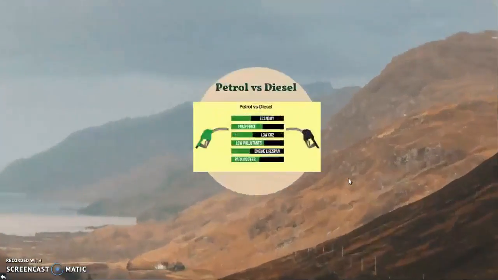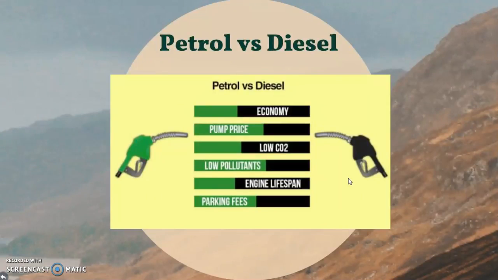Next, towards the end, we come to the difference between petrol and diesel. The basic difference between a petrol and diesel engine. Here we have shown a diagram that represents the difference, for instance, the price, the pollutants, the CO2 contamination, the engine lifespan, and the parking fees. But the basic difference between a diesel and petrol internal combustion engine, aside from the types of fuels they use, is how they ignite the fuel. A petrol engine uses a spark plug to ignite the fuel inside the cylinder, while a diesel engine uses a much higher compression ratio within the cylinder to heat the air inside.